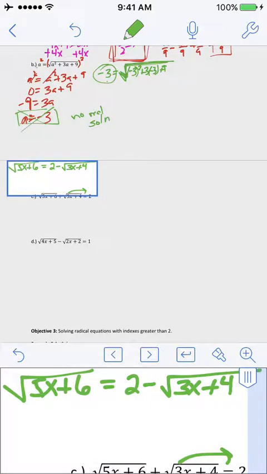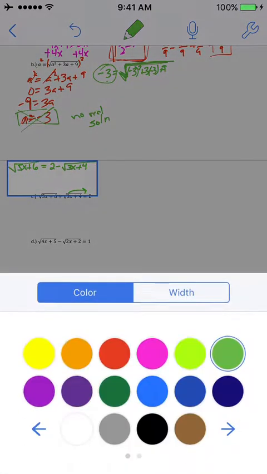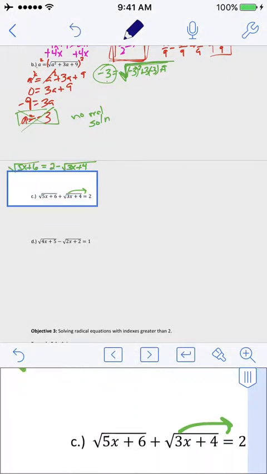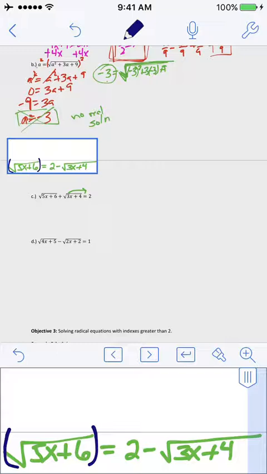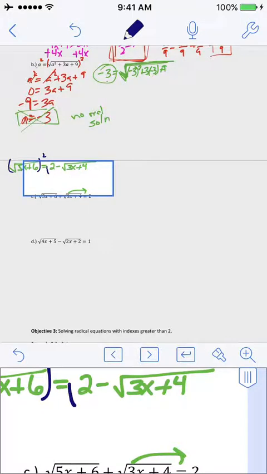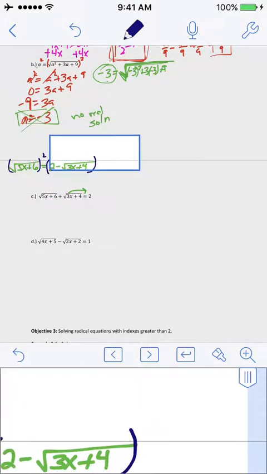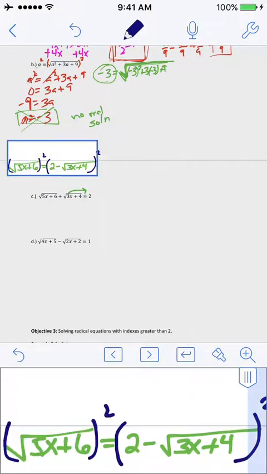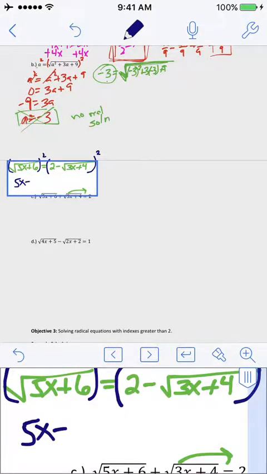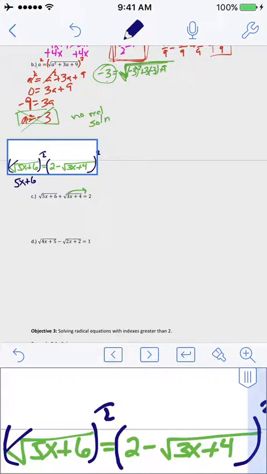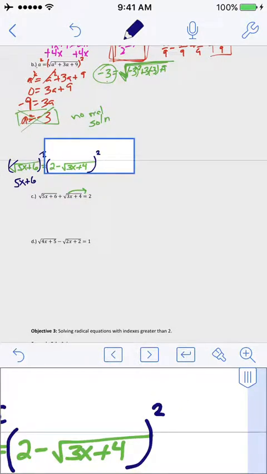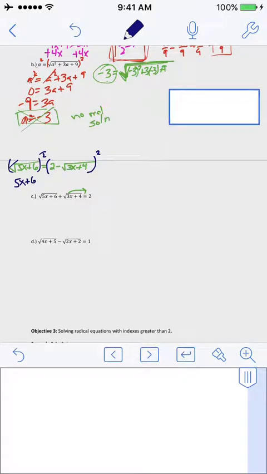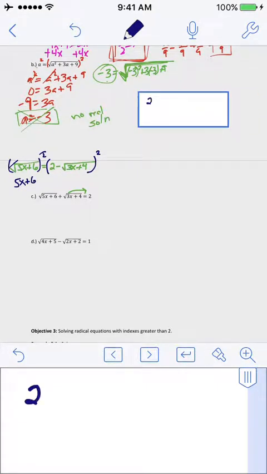Okay. Now I'm going to square both sides. Alright. When I square this first side, I just end up with 5x plus 6, right? The left-hand side is just cancel. This side, though, I have to square the whole thing. Notice I put the parentheses around everything and not just the squared part. So 3x plus 4.